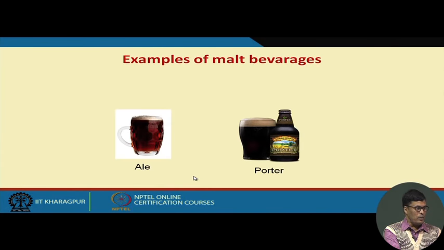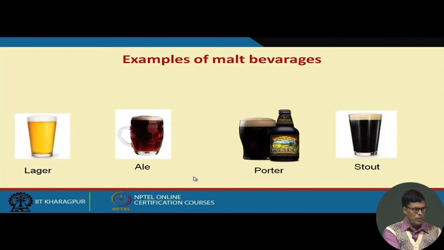Now, there are different examples of malt beverages available in the market. Mostly we have four different malt beverages. One is called lager, and there is ale. Lager is largely used in India. Then we have ale, which is a little darker in color, and porter is darker still, and there is stout. So different types of beer are marketed, but throughout the world mostly two types of beer are used by people: one is called lager, another we call ale beer.